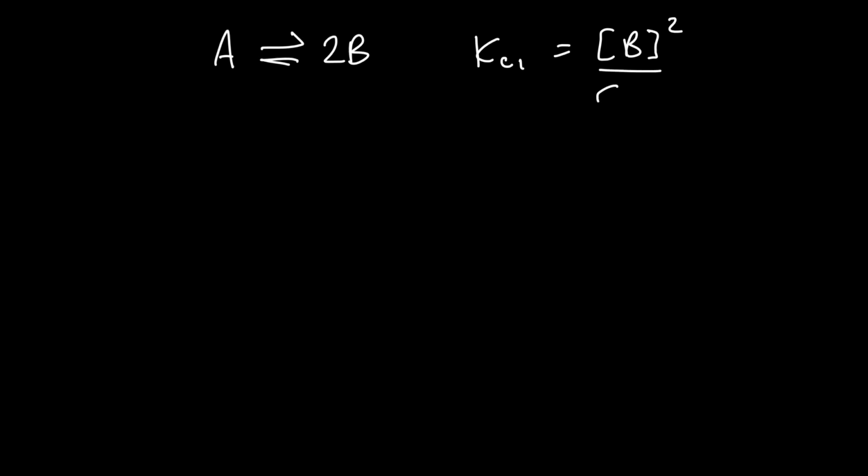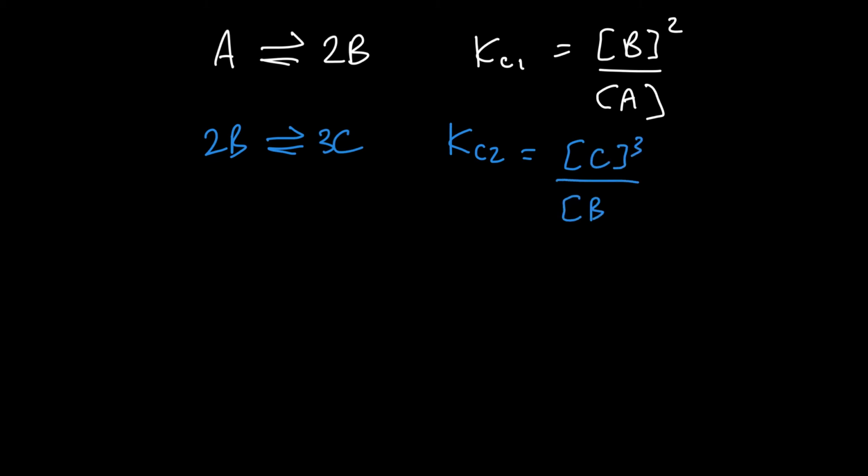The third thing is what we do when we take two equilibria and try to sum them together. So imagine we've got an equilibrium A and 2B, and it's got an equilibrium constant. We'll call it Kc1, and maybe you should pause the video and write it out. Okay, so it is B squared divided by A. And you take another equilibrium, so maybe it is 2B in equilibrium with 3C, and it's got an equilibrium constant. We'll call it Kc2, and that's equal to, you want to pause it and write it? Okay, it is C cubed divided by B squared.